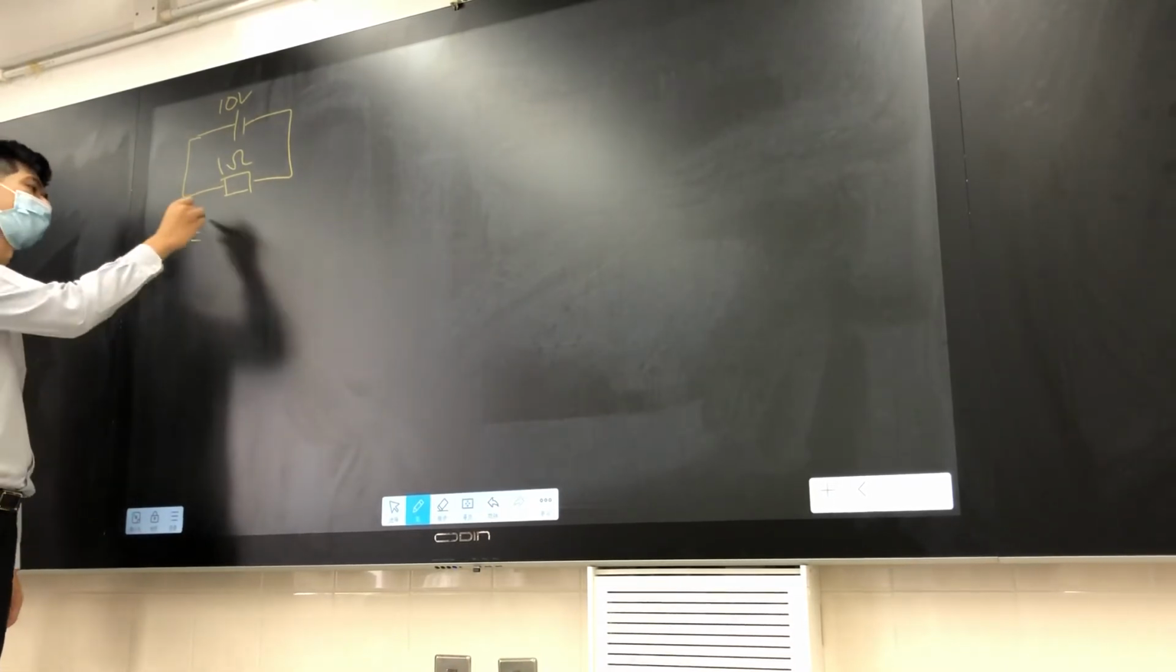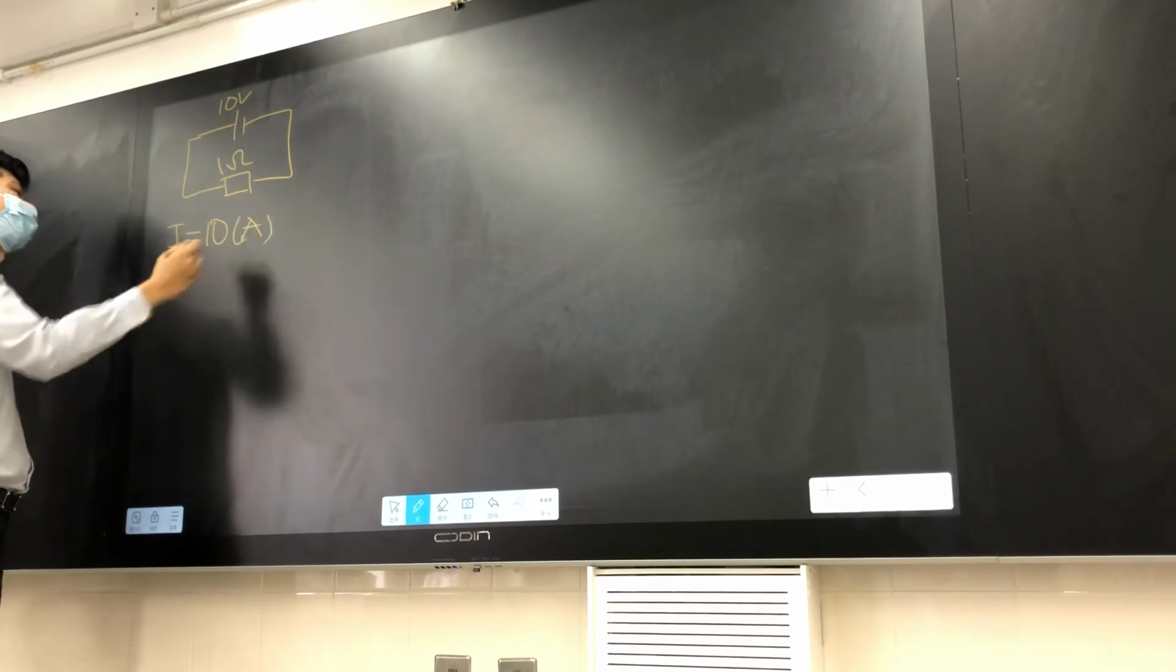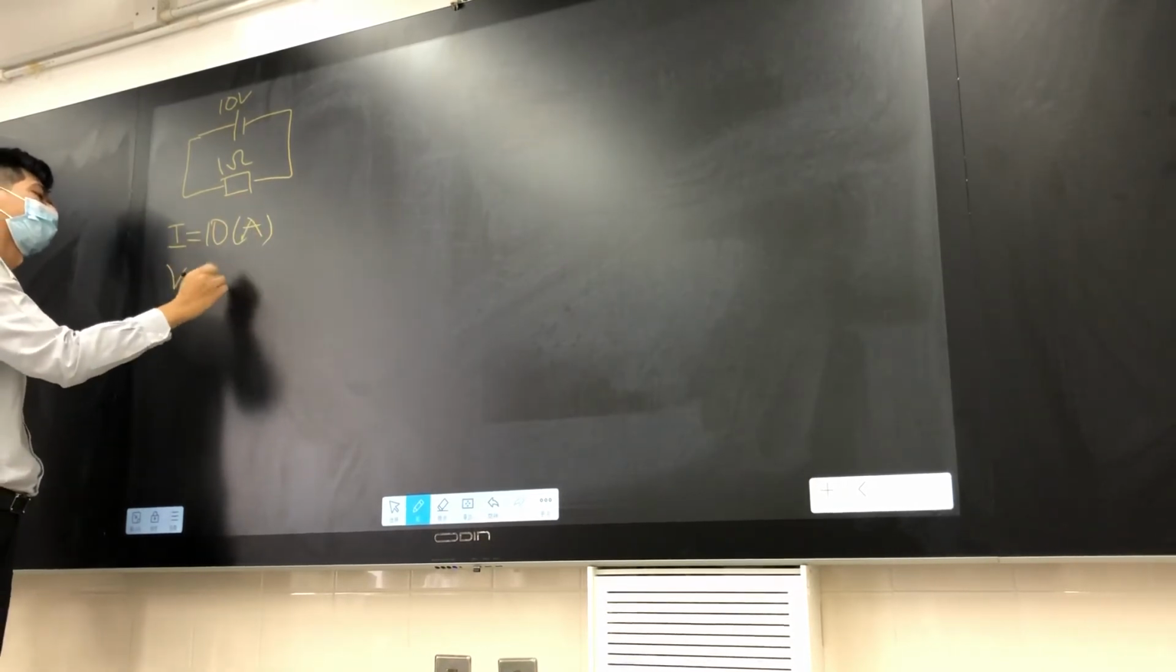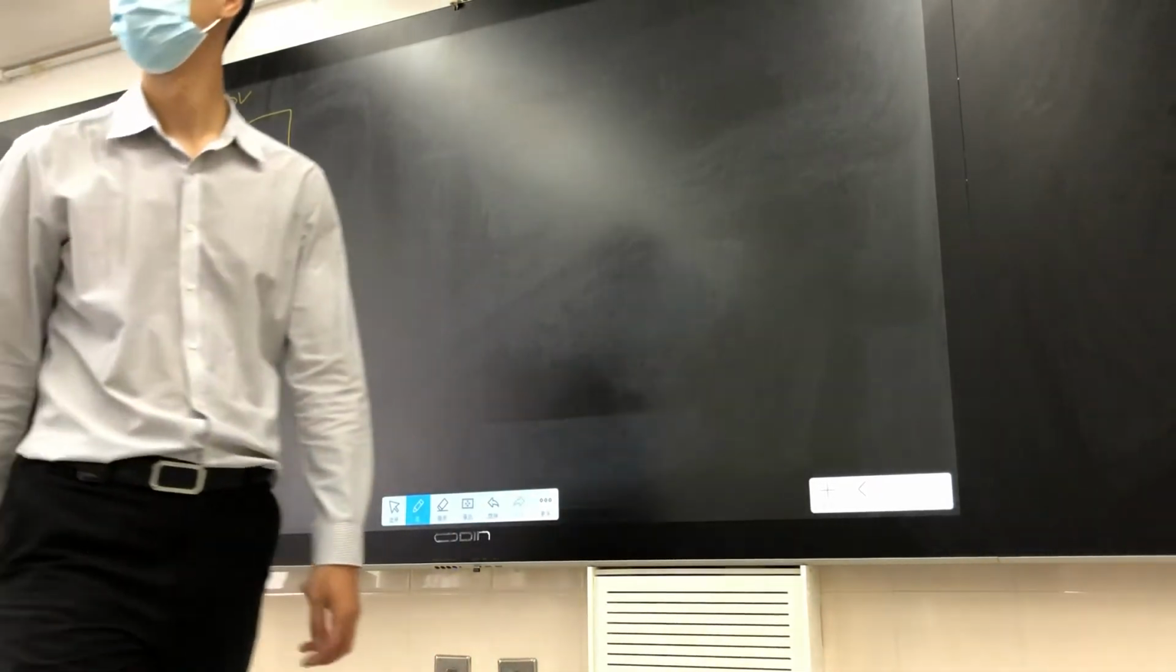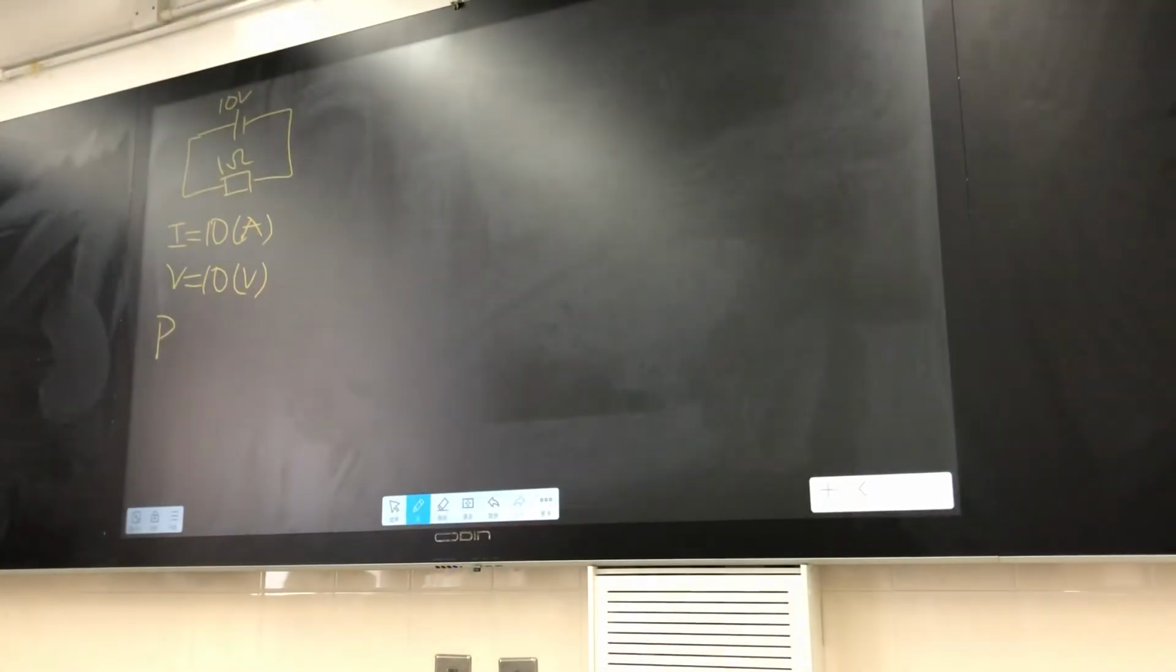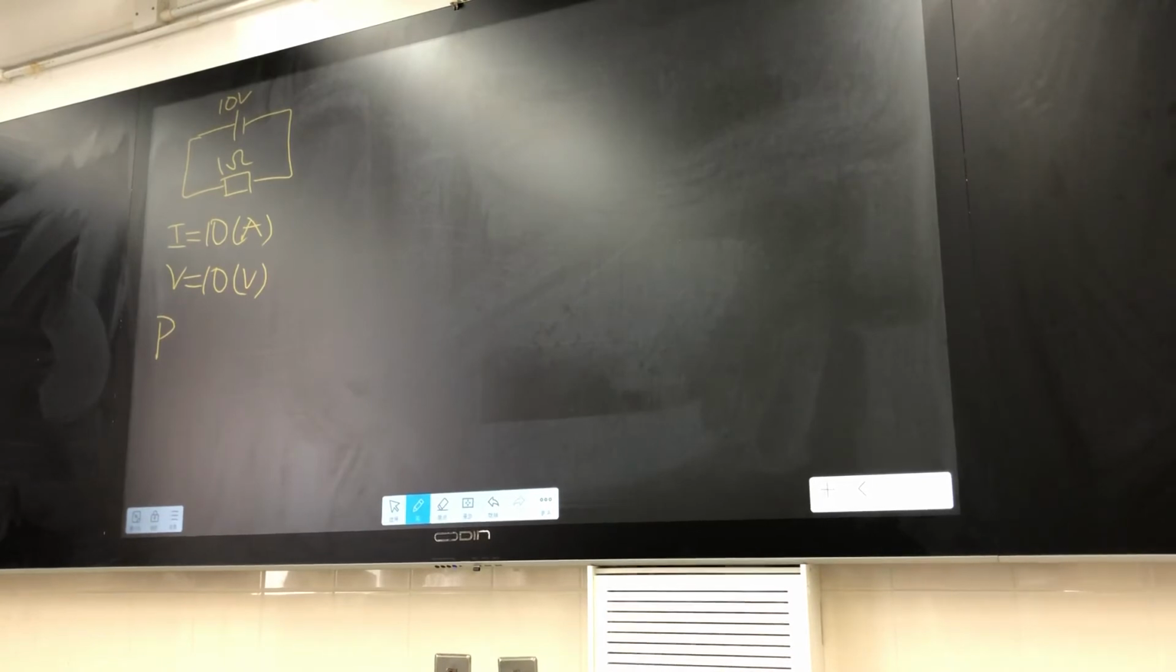10. And what's the voltage across this resistor? 10. So what is the power consumed by this resistor? The resistor will use energy, right? So how much energy is used in 1 second?